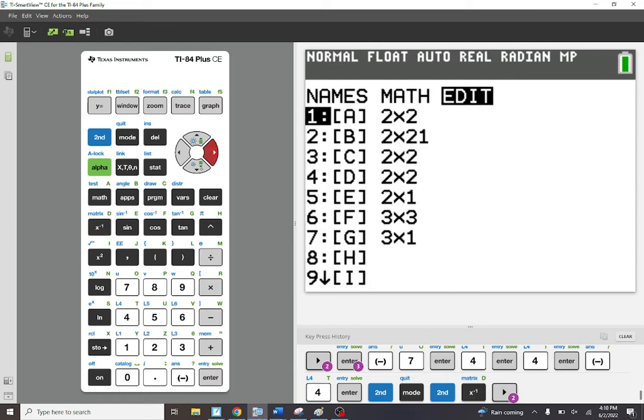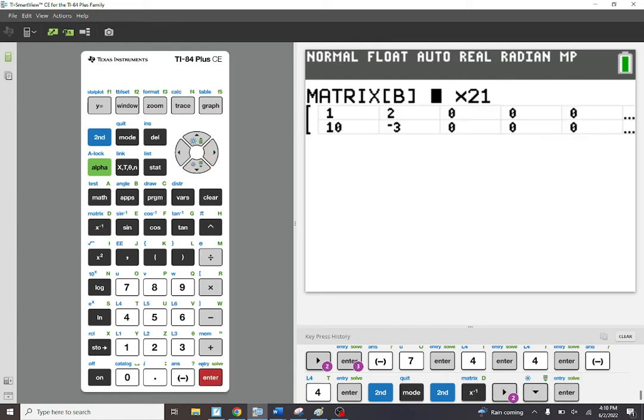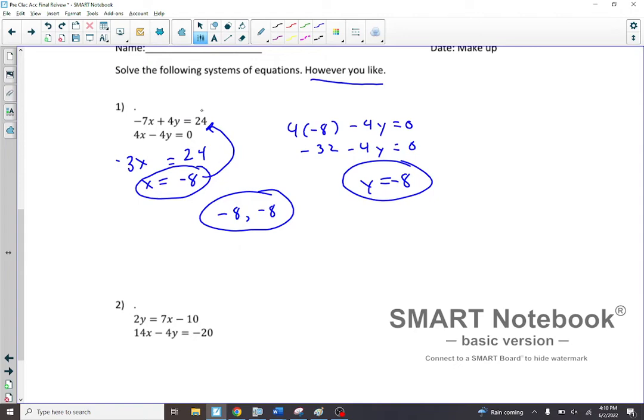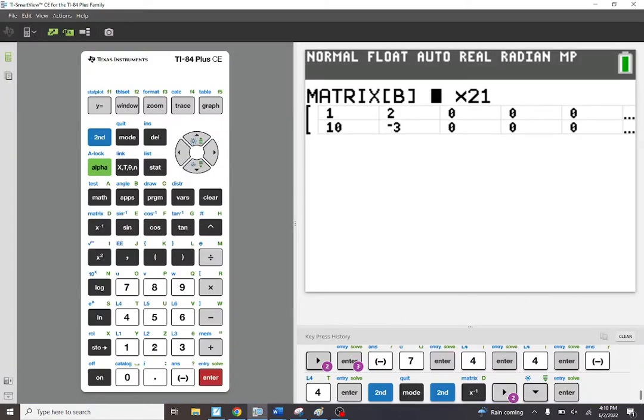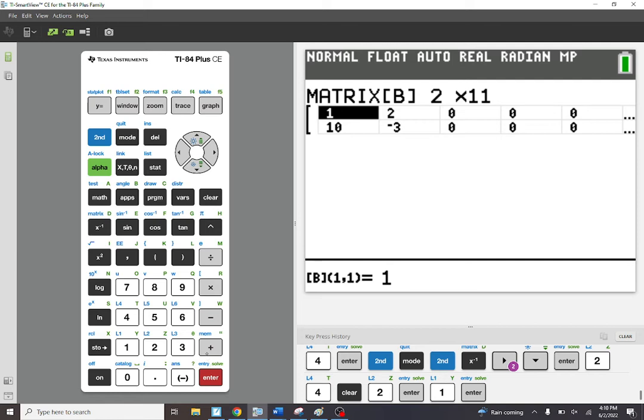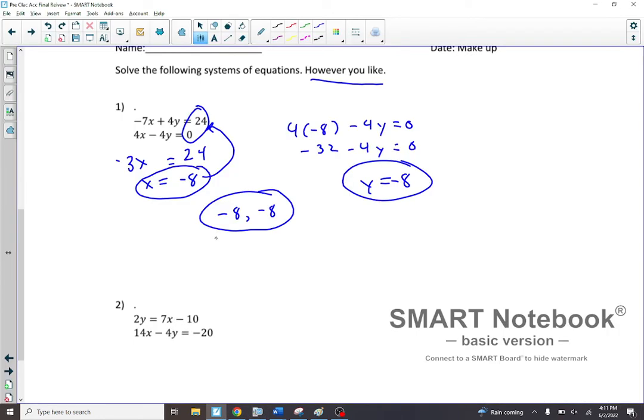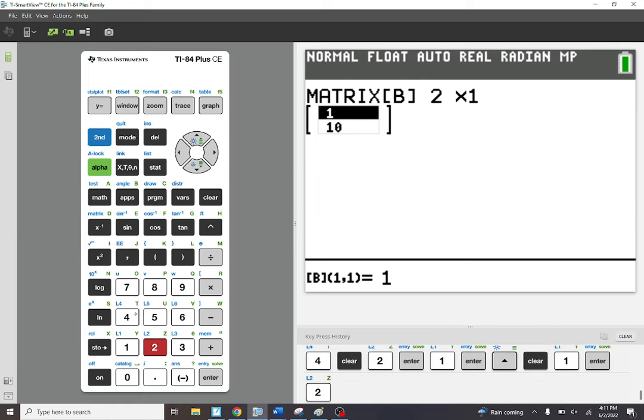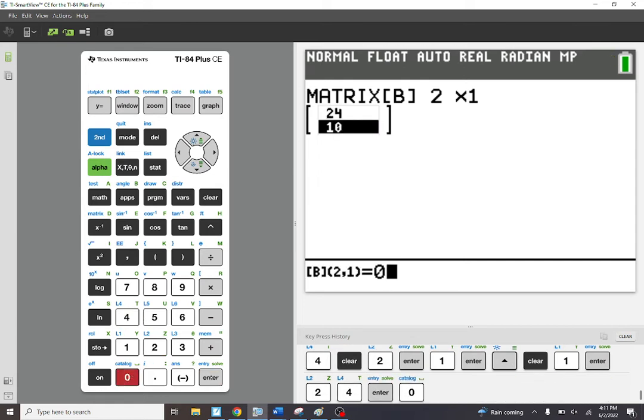Let's edit the number B. So this is, you're going to put the answers here. So it's 24 and 0. So 24. Oh, wait, I'm sorry. I have to make it a 2 by 1. So 2 by 1. Not by 11. 2 by 1. There you go. And then from there, we're going to put 24 and 0.